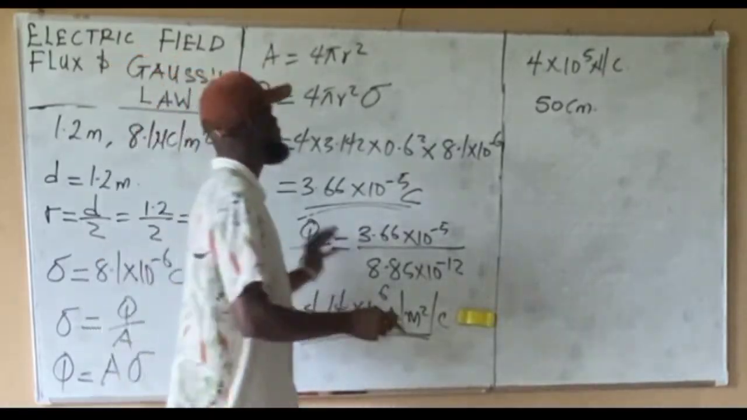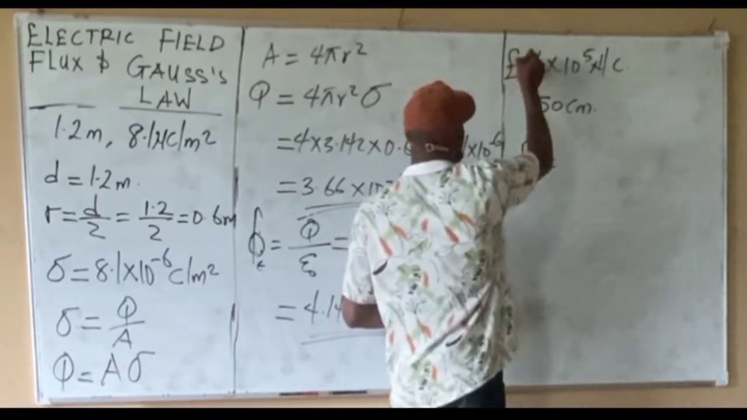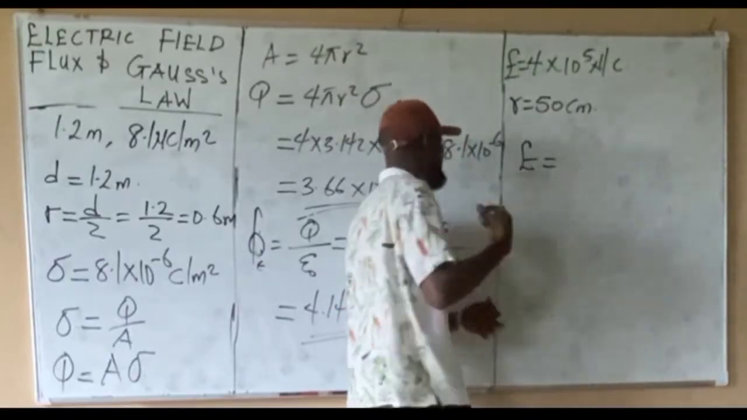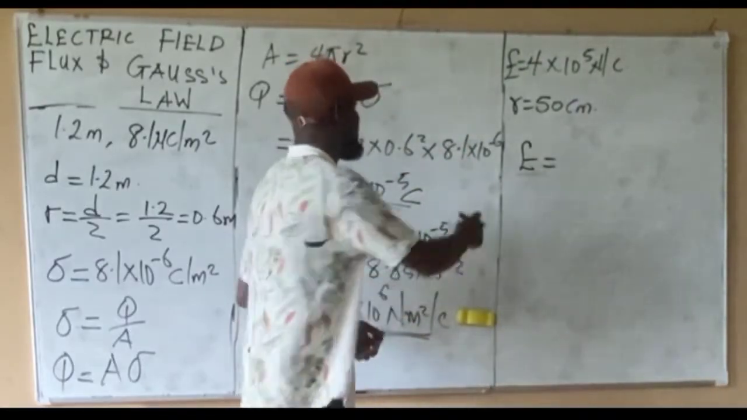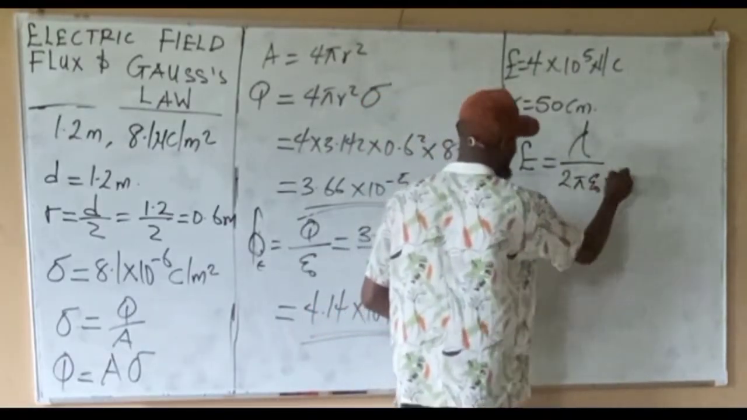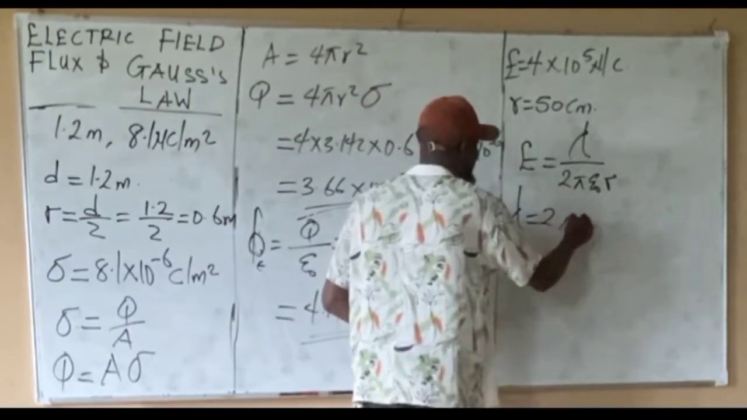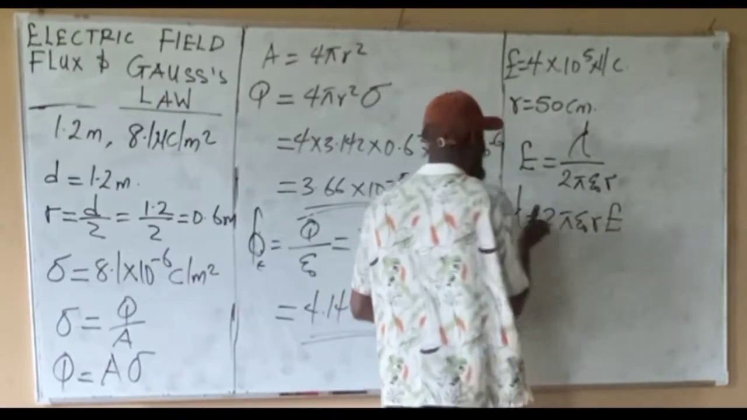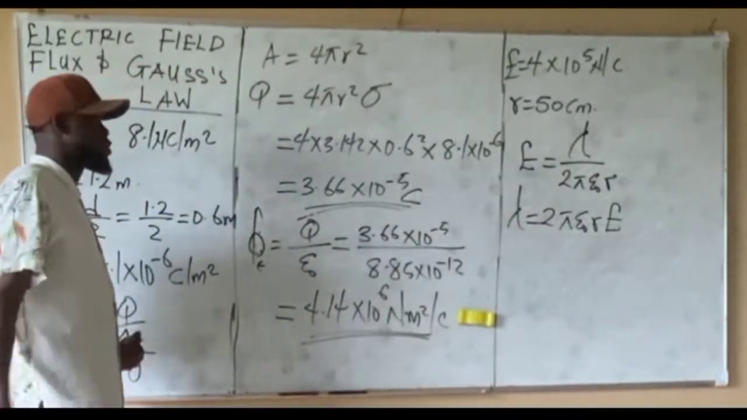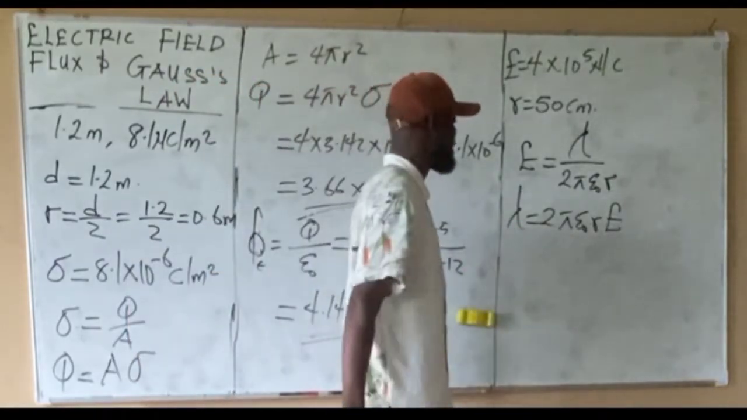Remember I told you that for a line of charge, the electric field is related to the distance r. So for an infinite line of charge or a charged wire, electric field is lambda over 2 pi epsilon naught r. I gave you this formula before. And I told you that lambda is equal to 2 pi epsilon naught r times E. This lambda is called the linear charge density, which is what we're asked to find.